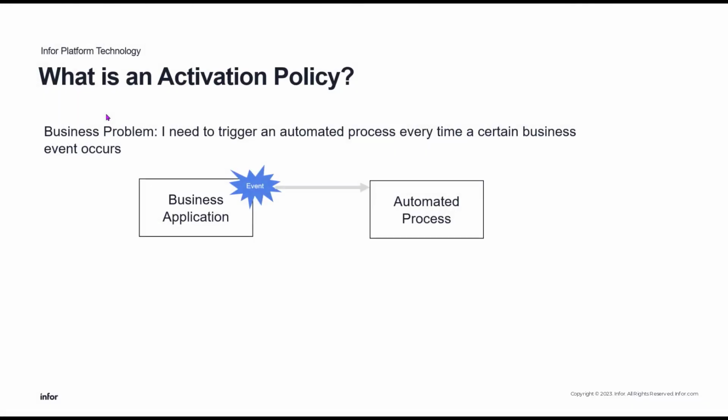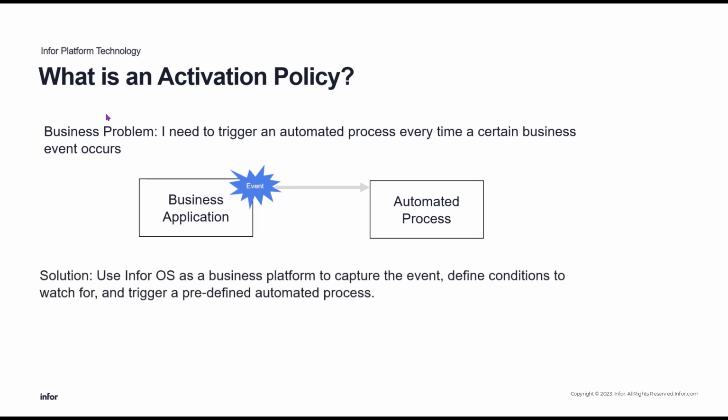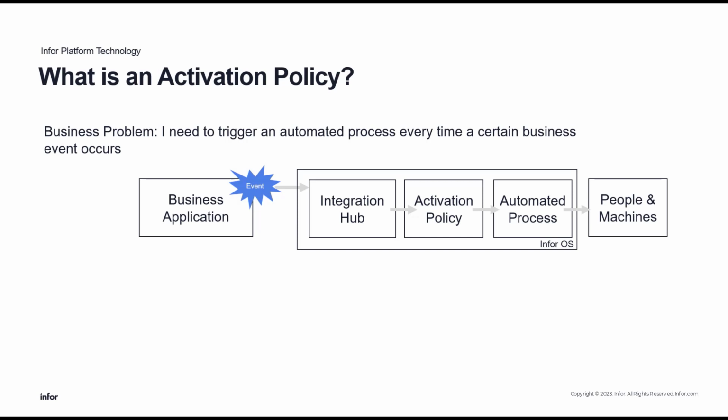So what is an activation policy? Well, we're presented with a business problem. We need to trigger an automated process every time a certain business event occurs. So our solution is to use Infor OS as a business platform in order to capture the event, define conditions to watch for, and trigger that predefined automated process, the workflow. When that event occurs, we're going to use Infor OS to capture the event, pass conditions to the activation policy, and start the automated process.